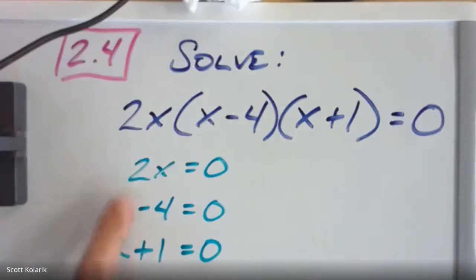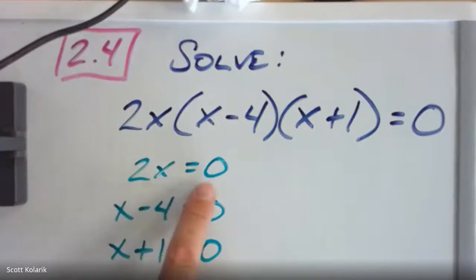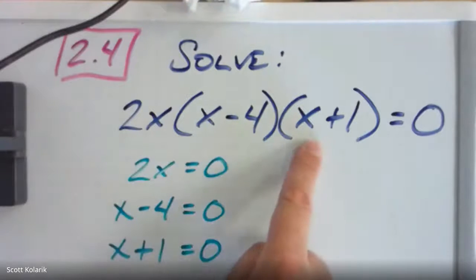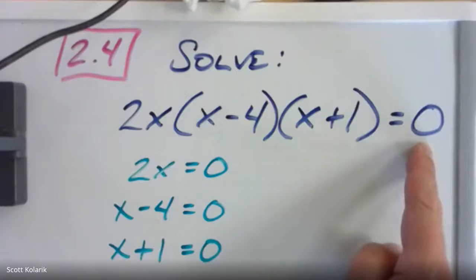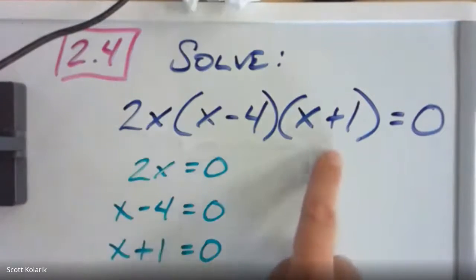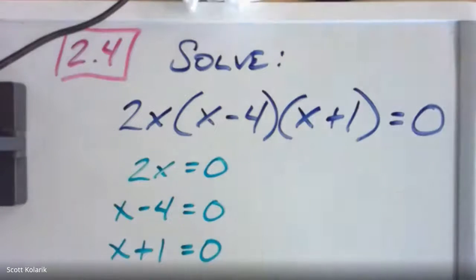Why did I go through this process? Why did I set each of these multiplied objects equal to 0? Because if 2x equals 0, then it doesn't matter what both these parentheses are. 0 times that string will end up being 0. If x minus 4, this parentheses, turns out to be 0, it doesn't matter what these two guys are. The whole thing multiplied together will give me 0. And the same applies for the last guy.